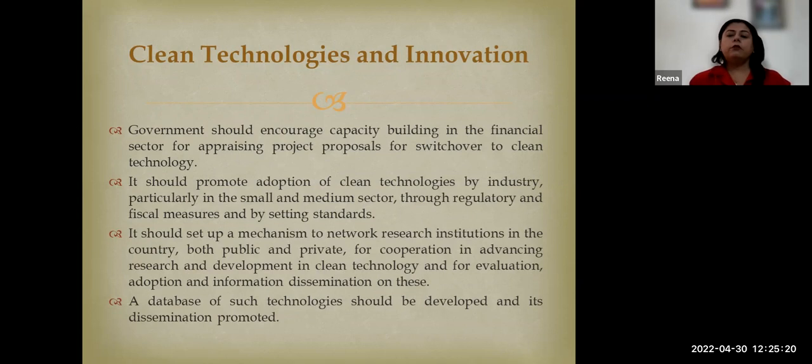The Confederation of Indian Industry has regional offices in every state and every significant industrial area. There they are cooperating and advancing research and development of clean technology and evaluating these technologies to ensure that there is a database of such technologies and dissemination of such technologies at the national level.